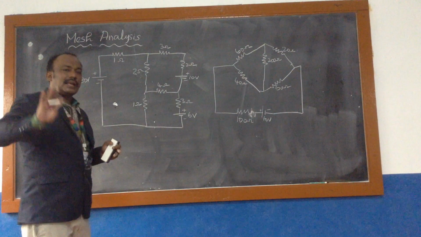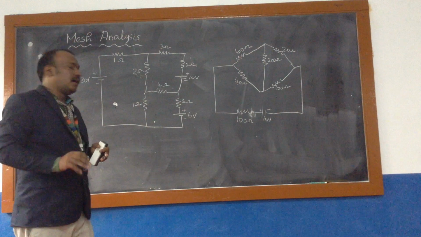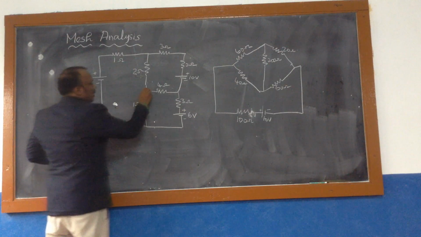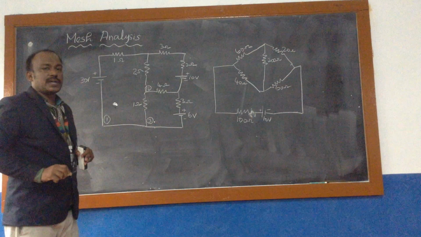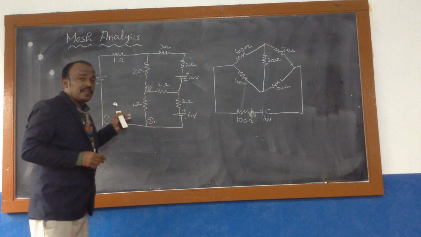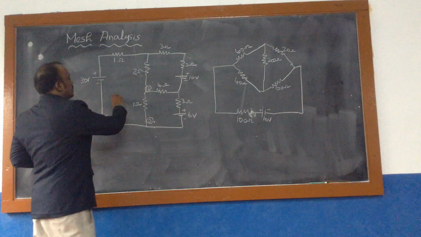But the procedure remains the same. You have to consider the actual current direction. So in this problem, I am going to take this as first loop, this as second loop, and this as third loop. How many loops are there? 3 loops are there. Is there any current direction given? No. So what is the condition? You can assume. So I am going to assume the same direction.